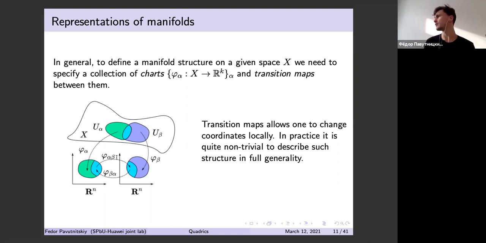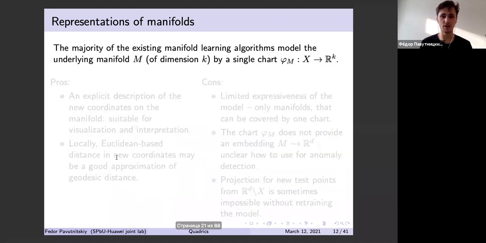And actually, at least I don't know of a manifold learning algorithm that implements this structure in full generality. So it can be very tricky to put the idea of the manifold in the computer in this exact form. So typically, manifold learning algorithms work just with a single chart. So how is the manifold represented in the computer?